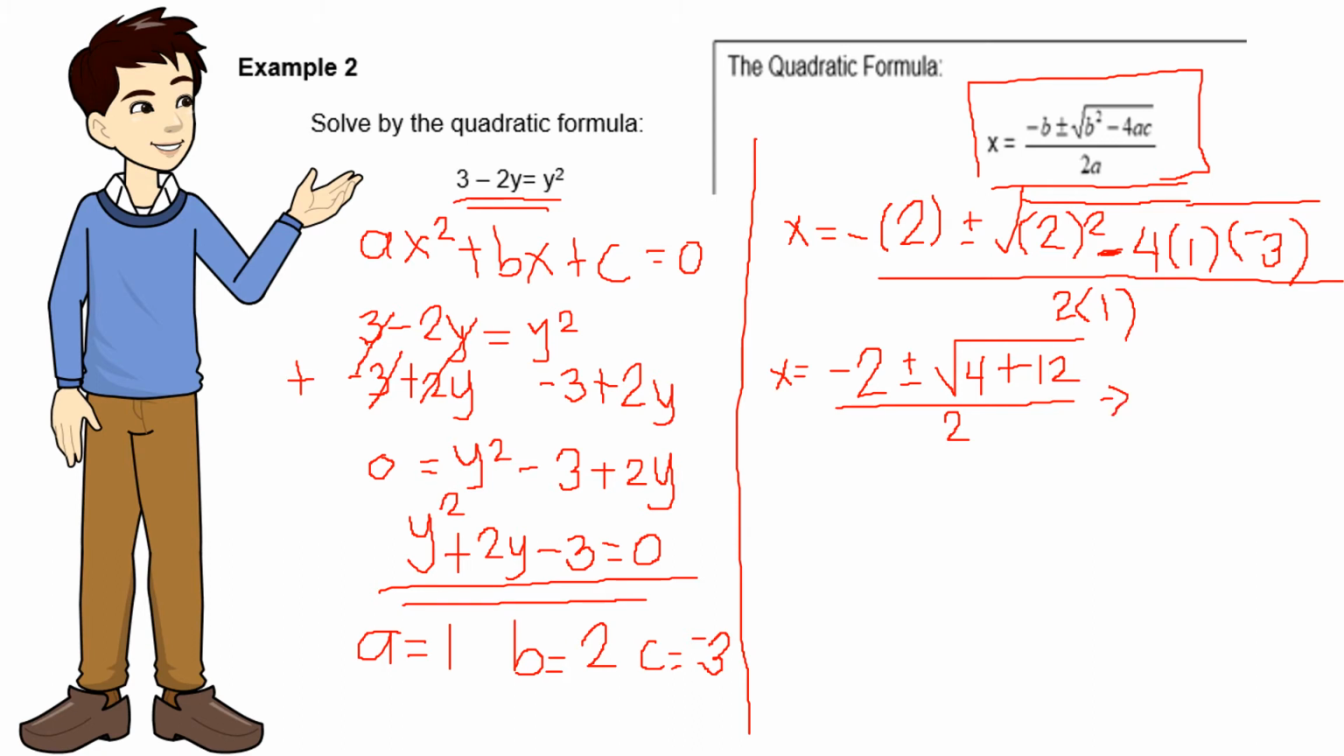Equals. So, simplify lang natin yung sa loob ng parenthesis. Magkakaroon tayo ng negative 2 plus or minus square root of 4 plus 12, the answer is 16. All over 2. So this time we have square root of 16. 16 is a perfect squared number, and meron siyang square root.